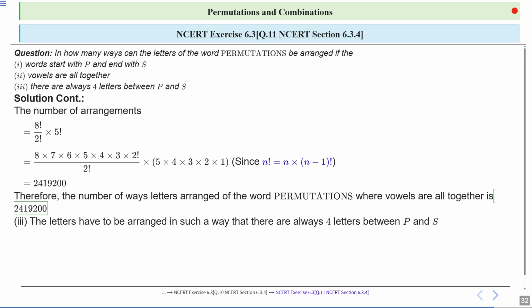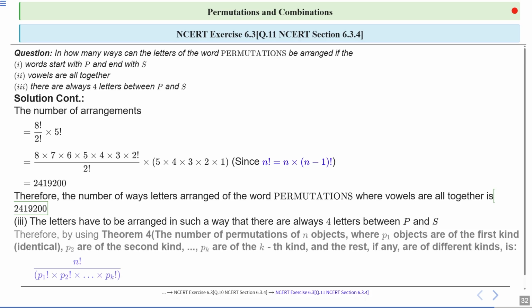Now moving to the third part. The letters have to be arranged in such a way that there are always 4 letters between P and S. So by using Theorem 4, which states that the number of permutations of n objects where p1 objects are of the first kind, p2 are of the second kind, and pk are of the kth kind, and the rest, if any, are of different kinds, is n factorial upon p1 factorial into p2 factorial into pk factorial.